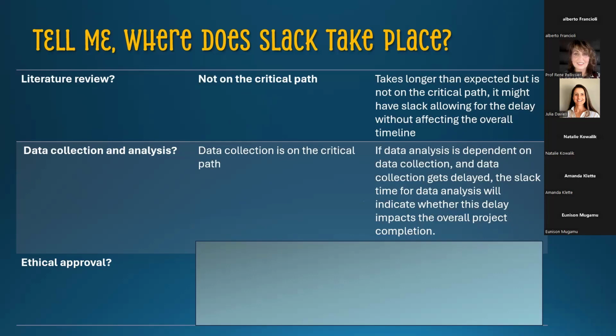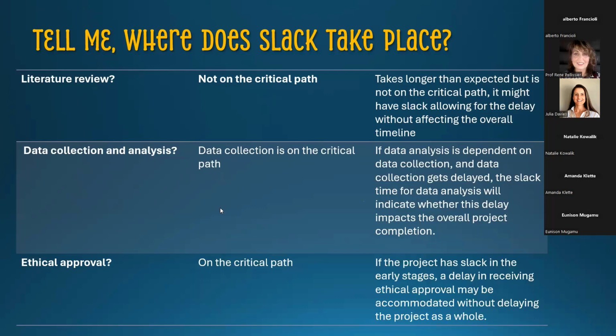What about the last one? Ethical approval. Is that on the critical path? Is that critical for the research? Yeah. If you don't get ethical approval, you cannot conduct the research. It's one of the critical components. There's no slack in that system. So the only slack here was in terms of the literature review.